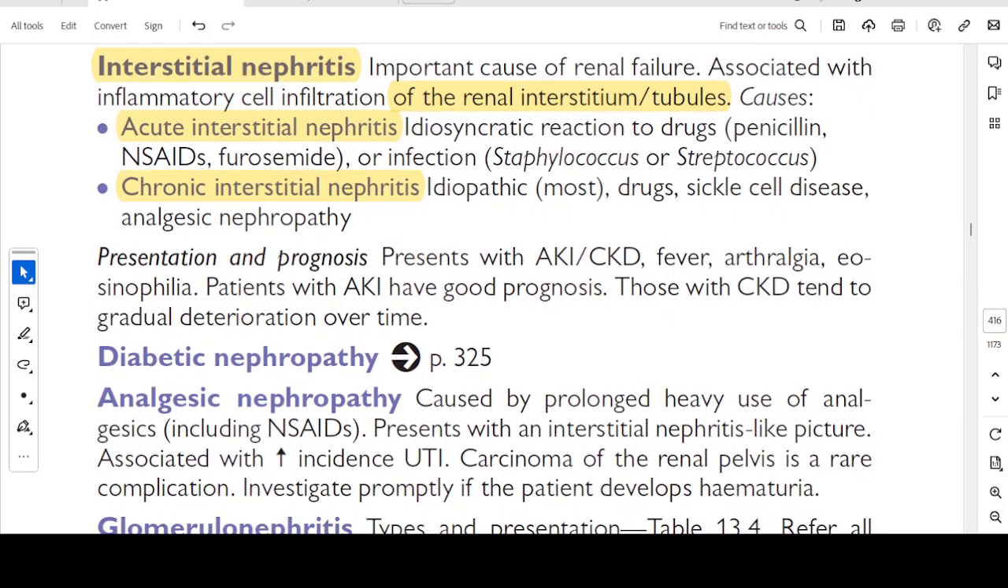Presentation and prognosis. It presents with acute kidney injury or chronic kidney injury, fever, arthralgia, eosinophilia. Patients with acute kidney injury have good prognosis. Those with chronic kidney disease tend to gradual deterioration over time.